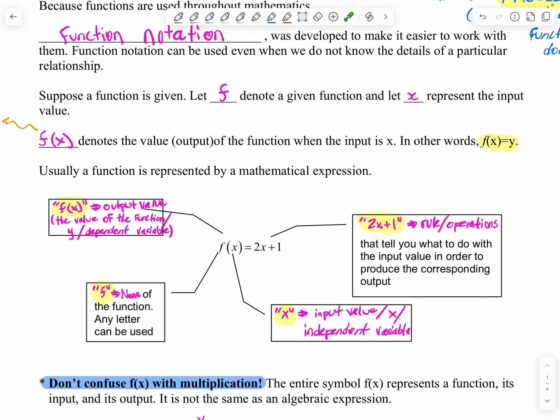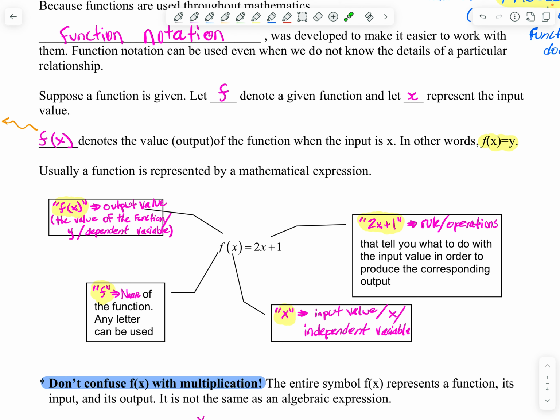Next, what we have here is the entire left side. So f of x is the output value of the function. In other words, it's like y, the dependent variable. x right here is the input value, the independent variable. And the right side here is the rule, the process. This is the link that tells me what is happening to my input. If I were to describe this in words, I would say my input is getting doubled, and then 1 is being added to it. That's how I get my output.